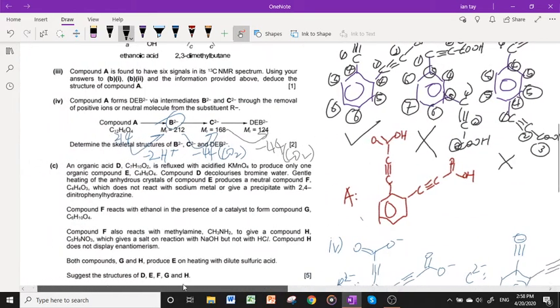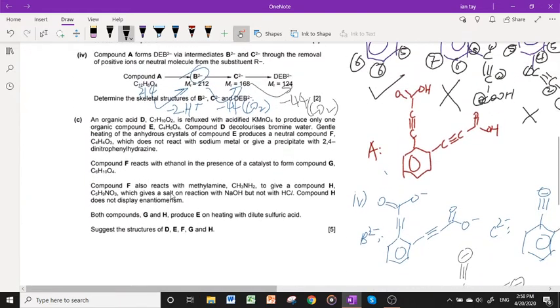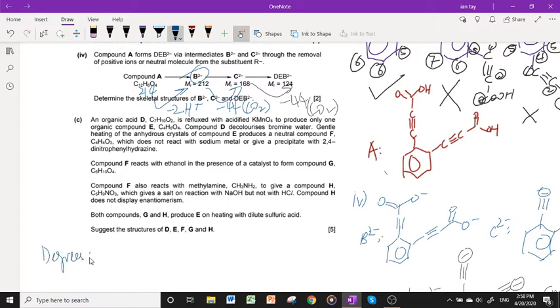So let us now take a look at part C. It is a structural elucidation question. So let us look more into it. An organic acid, C7H10O2. Okay, so we first calculate the degree of unsaturation. So 2 times the number of carbon atoms plus 2 minus the number of hydrogen atoms, divided by 2. That will give us 2 times 7, 14, 15, 16, 3 degrees of unsaturation.